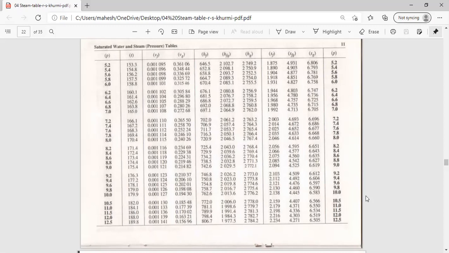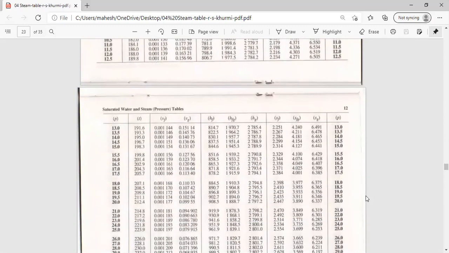If you are asked to find the specific volume of liquid at 10 bar, look at the value of Vf. Okay, so Vf at 10 bar is 0.001127 meter cube per kg. Right? If you are asked to find the specific volume of dry saturated steam at 10 bar, look for the Vg value. So the Vg value is 0.19430 meter cube per kg. Okay, this way we can find the specific volume of saturated liquid as well as dry saturated steam directly from the steam table. Okay, look at the entropy column now.